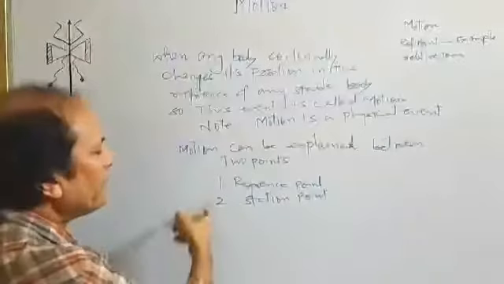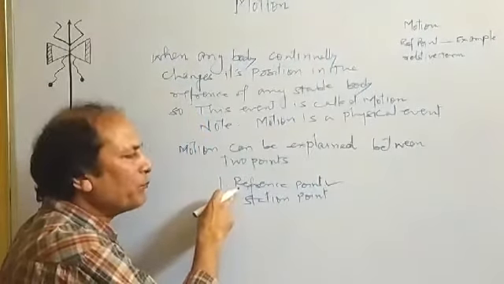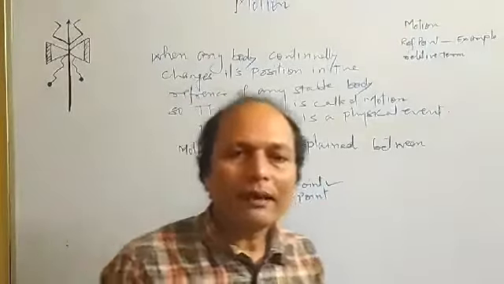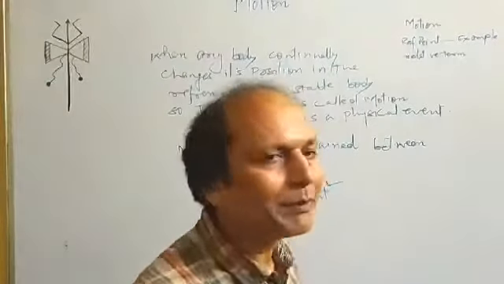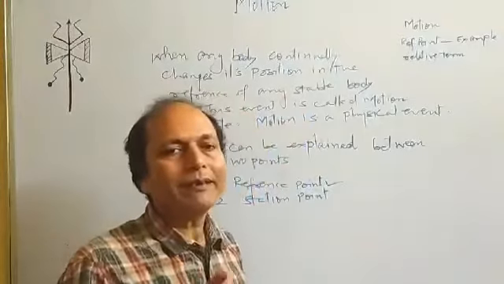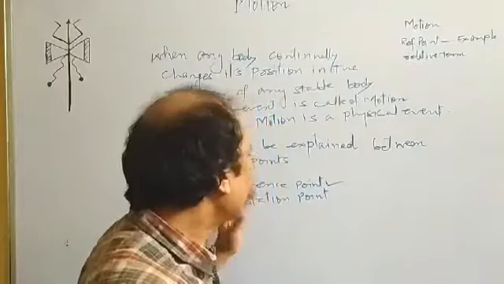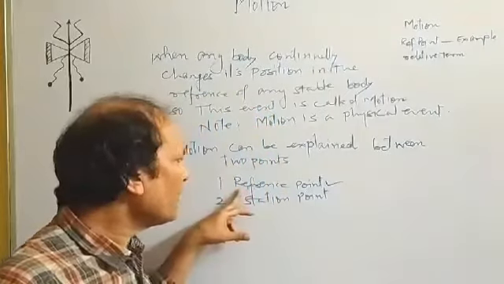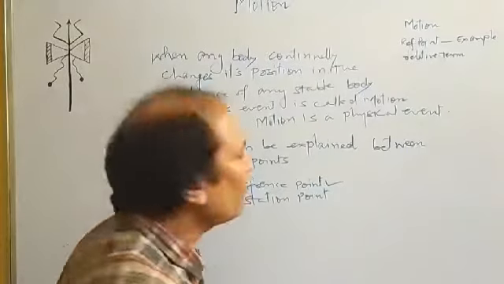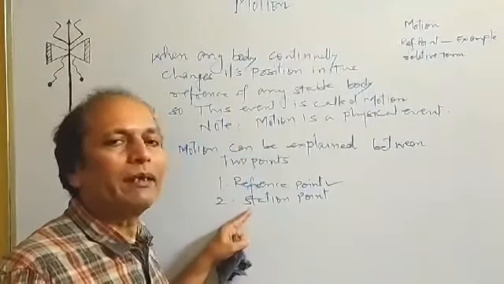A reference point means a point from where a body starts its motion, means from where a body starts changing its position. Previously I told you, motion is a process in which a body continually changes its position in reference to a stable body. So the point from where a body starts changing its position is called a reference point. See in detail one by one.